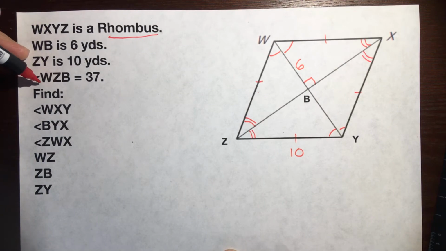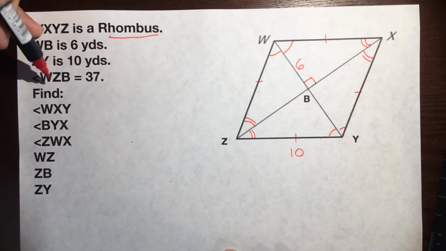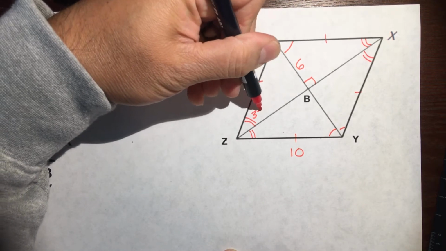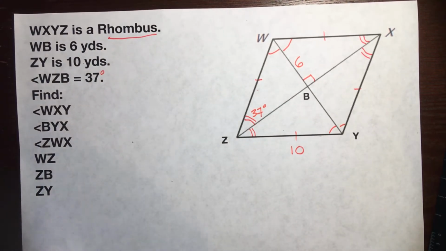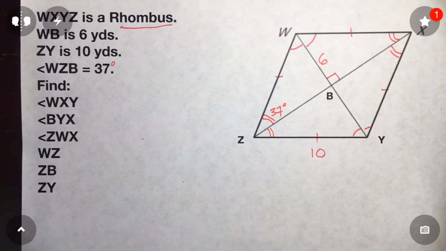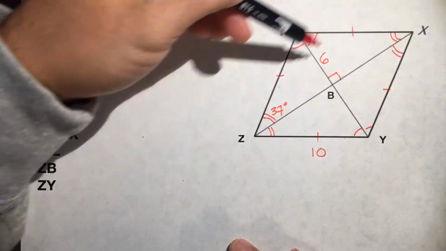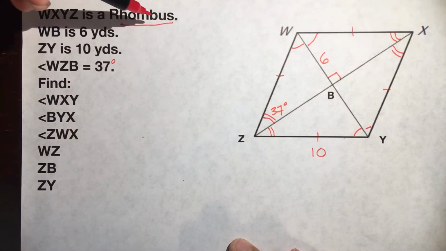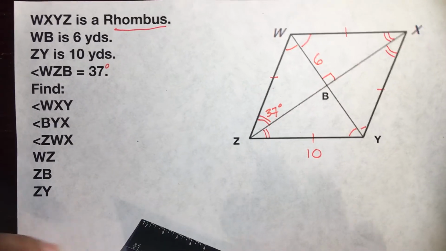And then angle WZB is 37 degrees. We'll put the degrees there too. So there's that. Okay, so let's find everything that they're asking us to find. And with these hints that we gave ourselves in the beginning, it should be super helpful to do these now.